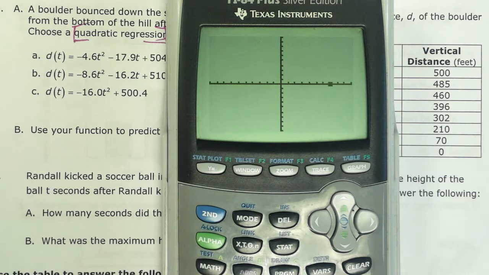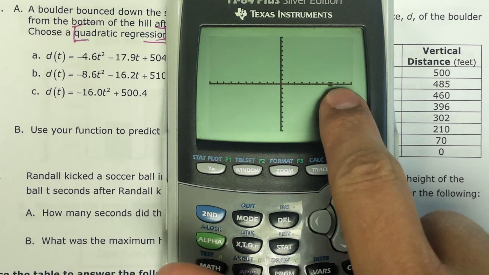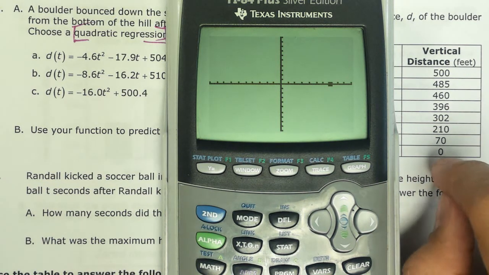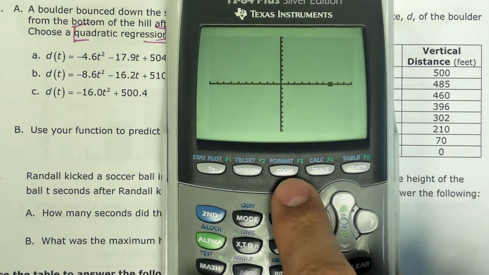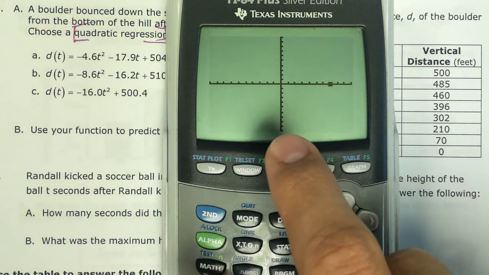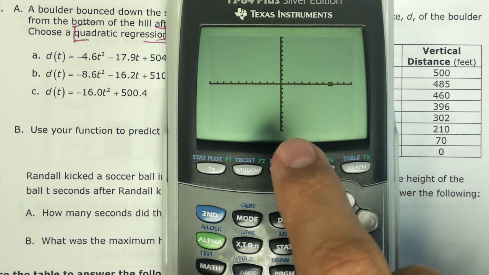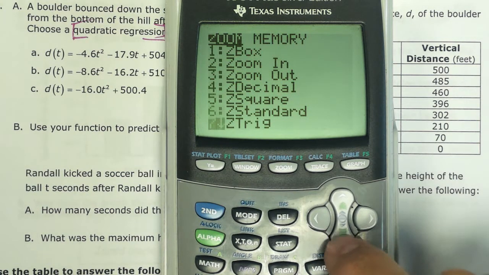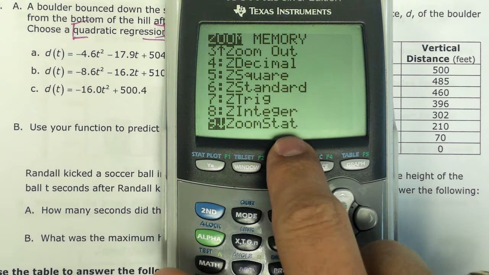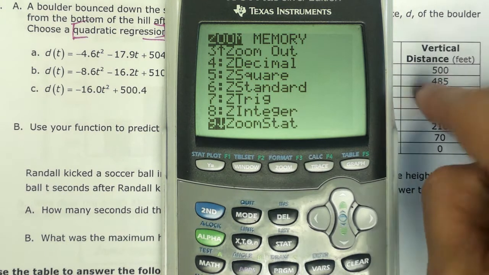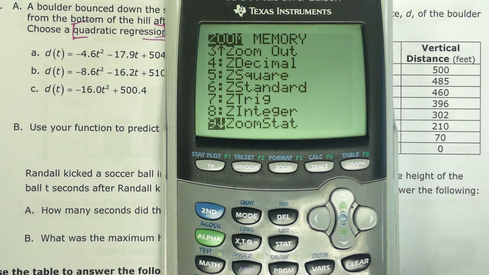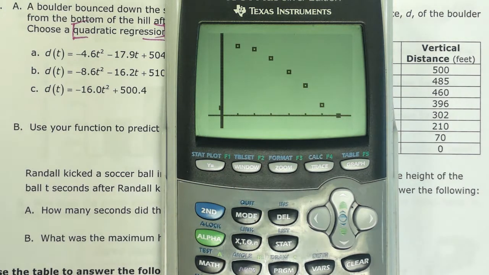Now when I press graph, my points come up. Only problem is I only see one of these points. I only see this last point. So I'm going to use this magical little key here that says zoom. Tap zoom, everybody. And I'm going to go all the way down, and there's one that says stat. The reason I'm going to do zoom stat is because I pressed the stat button to put this in. It's an easy way to remember it. Press enter. There is my graph.